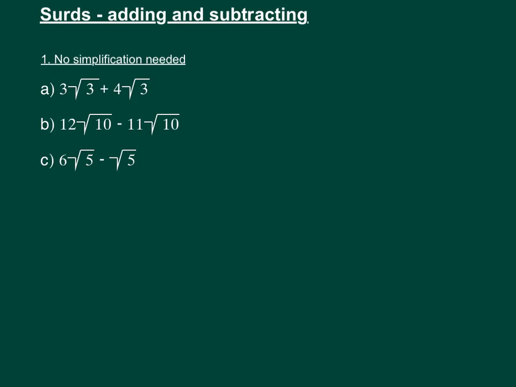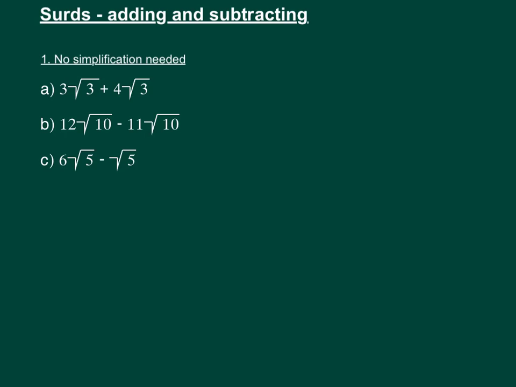In this video we're going to be adding and subtracting surds. The first type we're going to look at is where you do not need to simplify the surds before you can add them. The second type is where you will need to simplify the surds before adding them. So let's look at these examples.